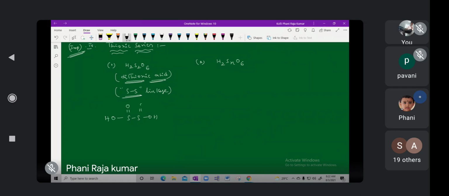Here also, near sulfur, no lone pair. Means both sulfurs undergo sp3 hybridization. Oxidation state, Nana, both sulfurs plus 5 oxidation state.